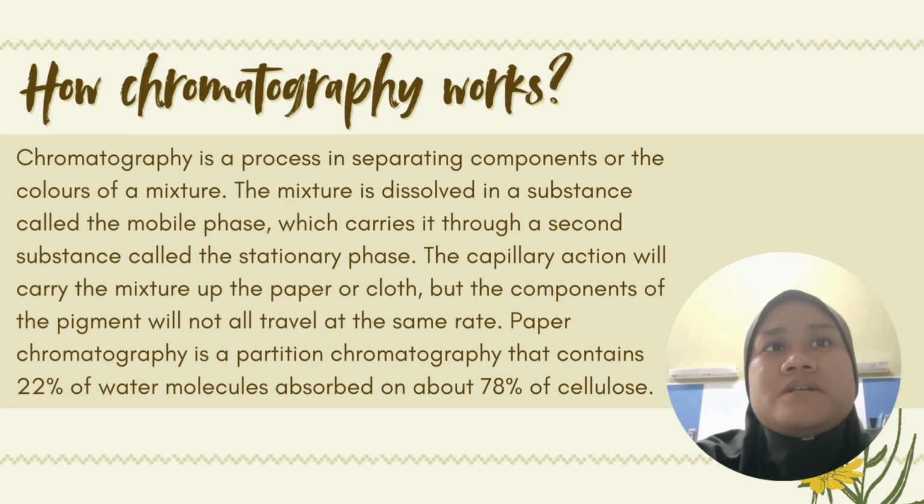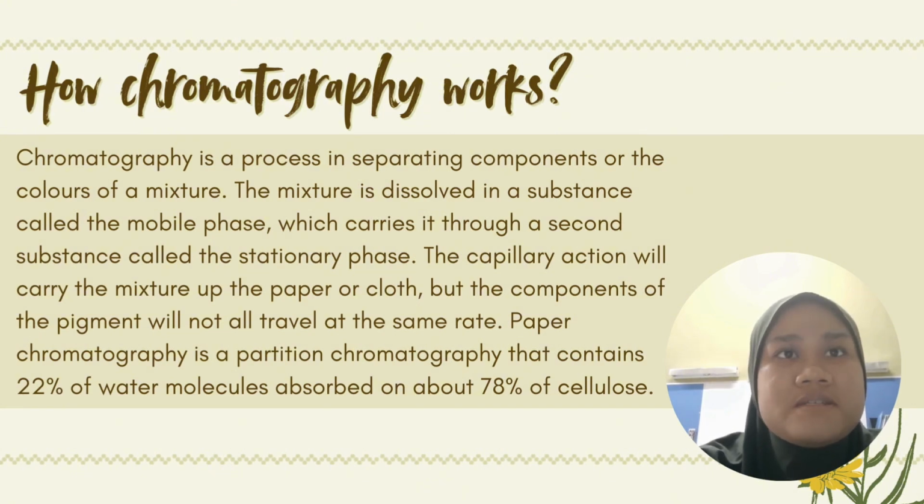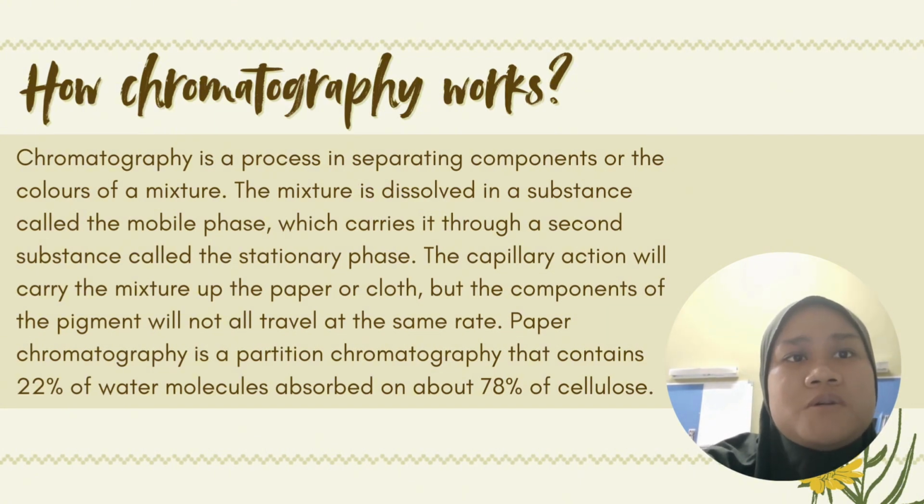Chromatography is a process of separating components, or the colors, of a mixture. The mixture is dissolved in a substance called the mobile phase, which carries it through a second substance called the stationary phase. The capillary action will carry the mixture up the paper or cloth, but the components of the pigment will not all travel at the same rate. Paper chromatography is a partition chromatography that contains 22% of water molecules absorbed on about 78% of cellulose.